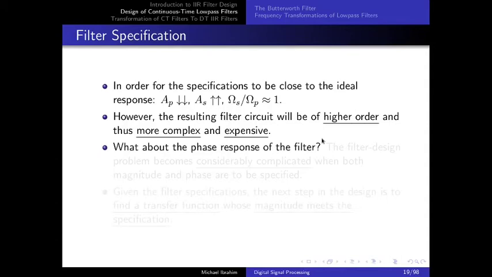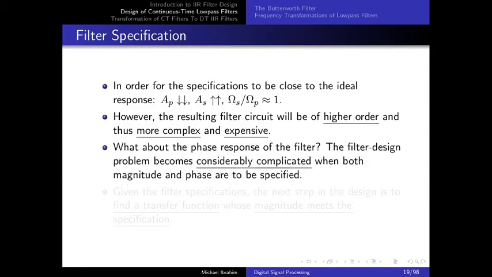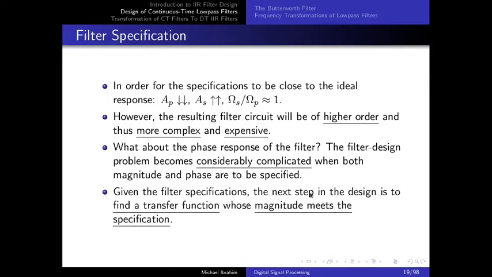Okay, so what about the phase response of the filter? Up till now we have been talking about the magnitude response of the filter. What about the phase response? The filter design problem becomes very complicated when both magnitude and phase responses are specified. That's why generally we will ignore the phase response and we will not have any specifications related to it. So, given the filter specification, we need to design a filter whose transfer function has a magnitude that meets these specifications in terms of omega p, omega s, AP, and AS.